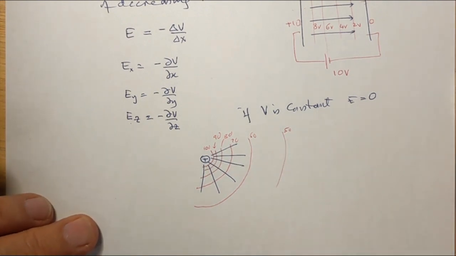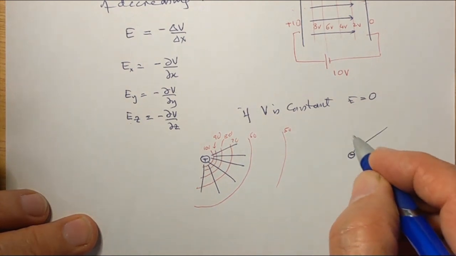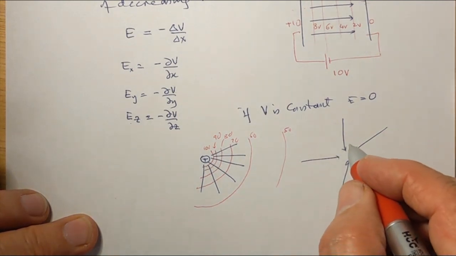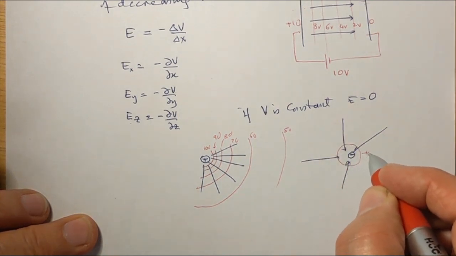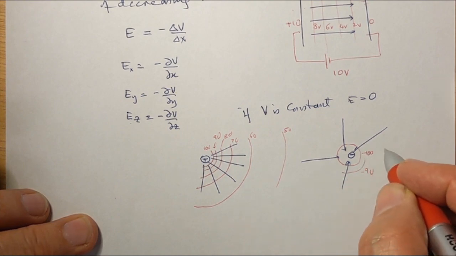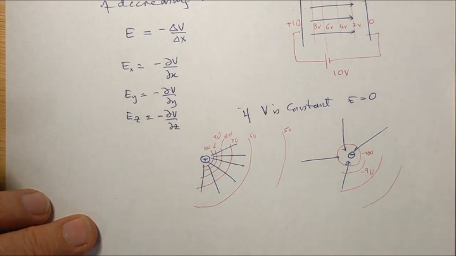Now for a negative charge, the electric field lines are going inwards, and we still have the same thing. We will have, let's say, a minus 100 potential, and then we'll have the minus 90, and the minus 80 will be further away, and minus 70, and so on. They'll get further and further away.